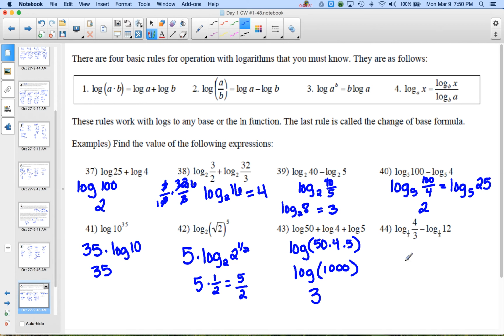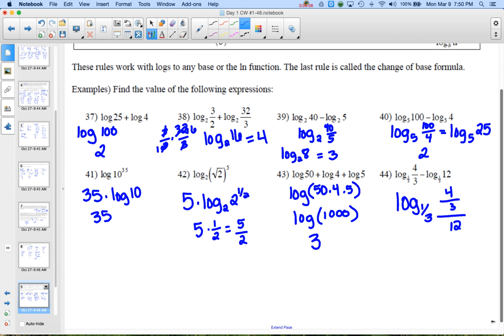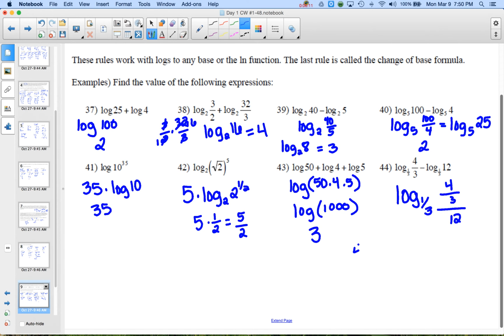On this next one, we're going to have log base a third, and we have subtraction, so we're going to use division. So we have 4/3 divided by 12. Okay, so to do 4/3 divided by 12, remember when you divide by a fraction, it's the same as multiplying by the reciprocal. So I get 1/9, so this is log base a third of 1/9.